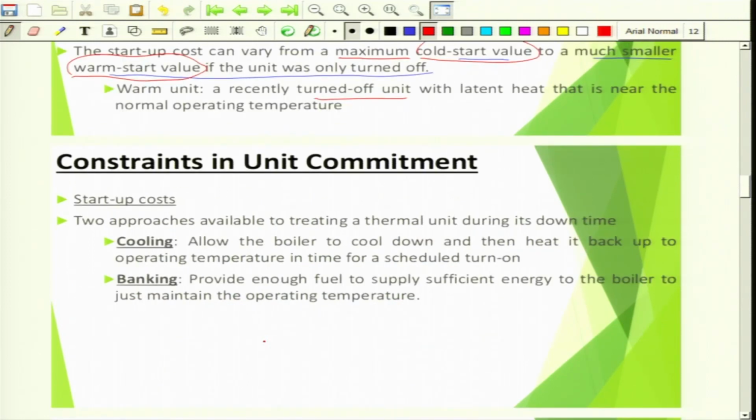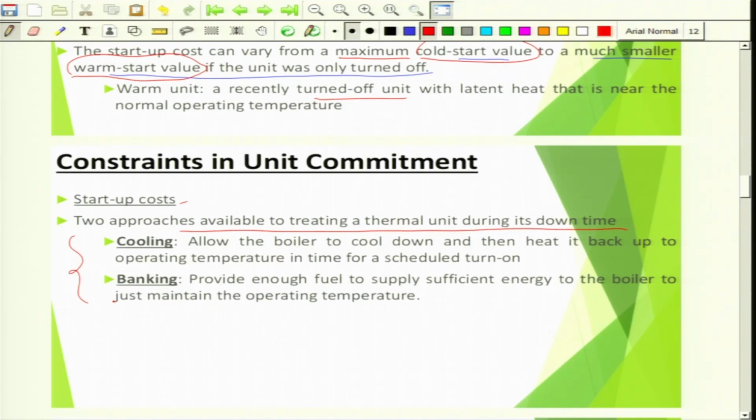So there are two approaches available for treating a thermal unit during its downtime. You understand that? Startup cost is associated with downtime, right? And there are two approaches, one is cooling and another one is banking. So what is cooling? Allow the boiler to cool down and then heat it back up to operating temperature in time for a scheduled turn on. And banking means provide enough fuel to supply sufficient energy to the boiler to just maintain the operating temperature.